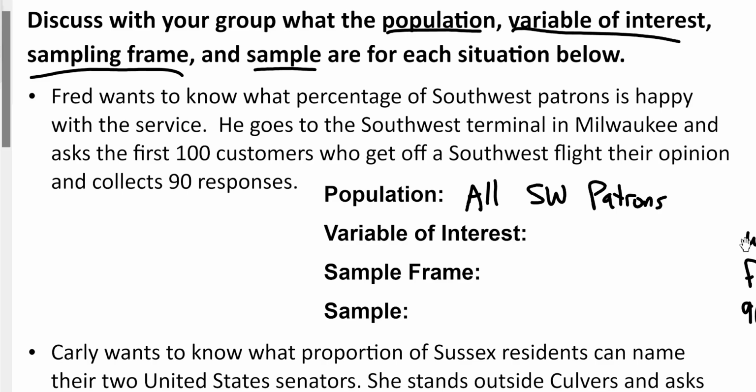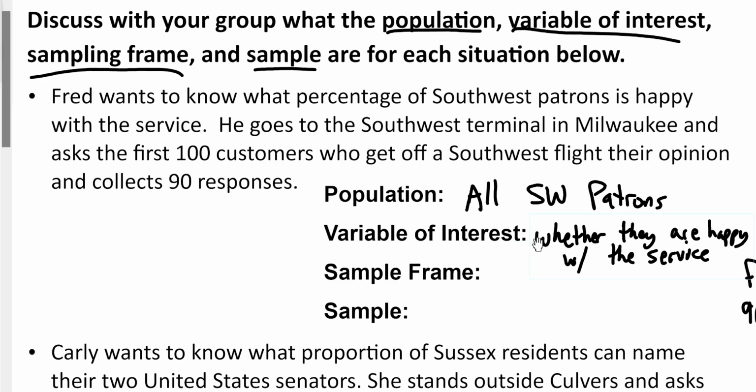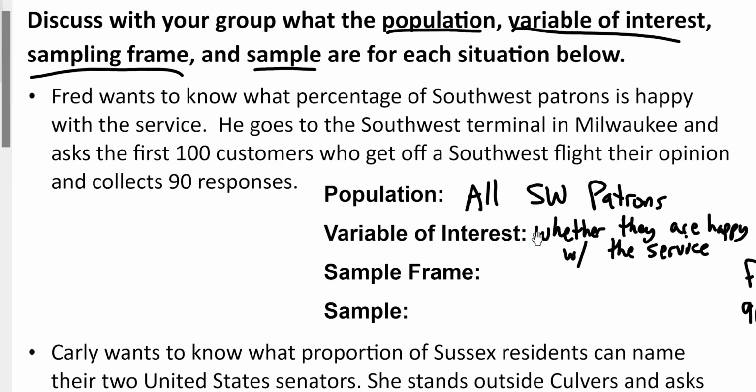What he's looking for is just whether they are happy with the service. That would be the variable of interest. However he frames his questions, he's going to get responses on that. Now the sampling frame would be the first 100 who get off. But the actual sample is only the 90 who responded. So that's the difference between these different terms we just talked about.